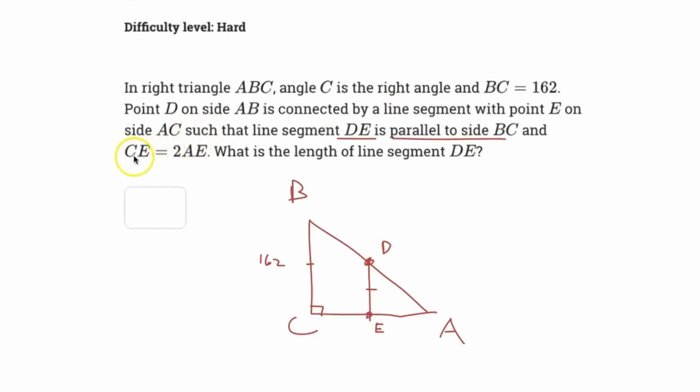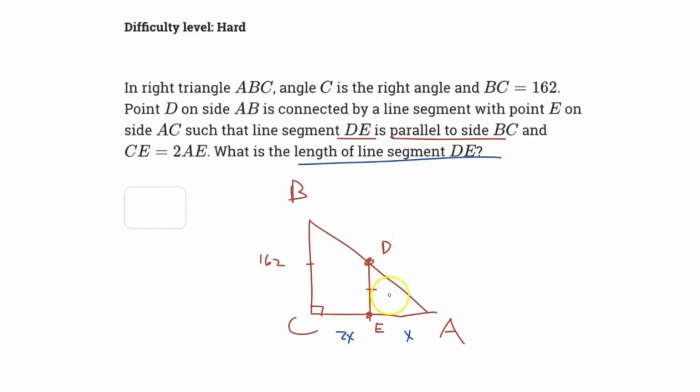And the value of CE is twice that of AE. So let me switch colors. So AE here, let's just call that value X. We know CE is just twice that value, so we call this 2X. And now they want us to find the length of line segment DE.